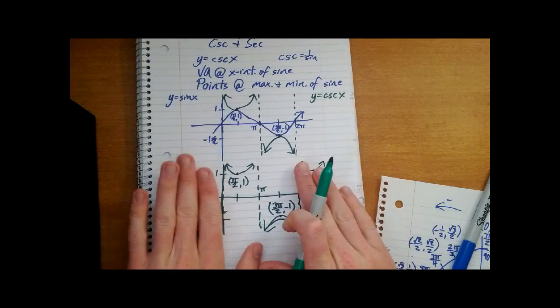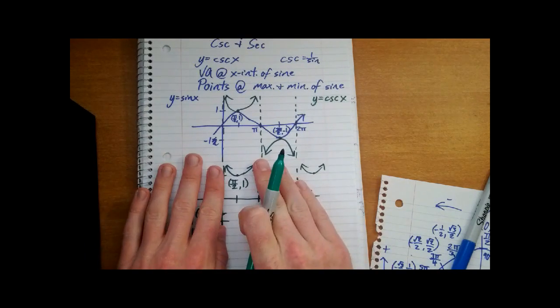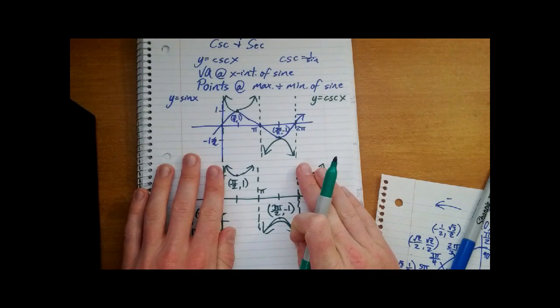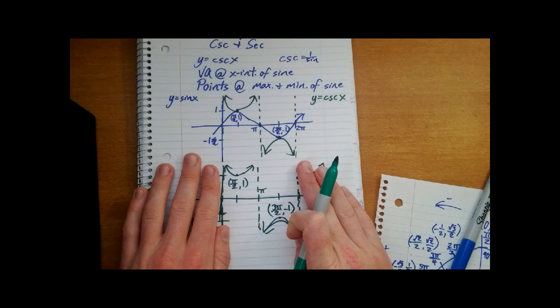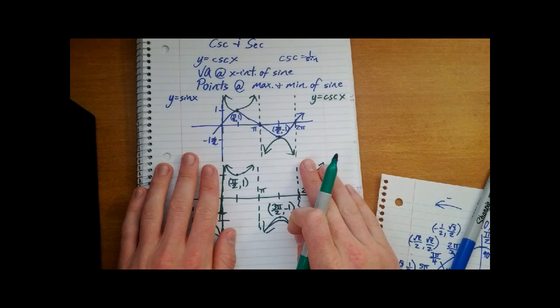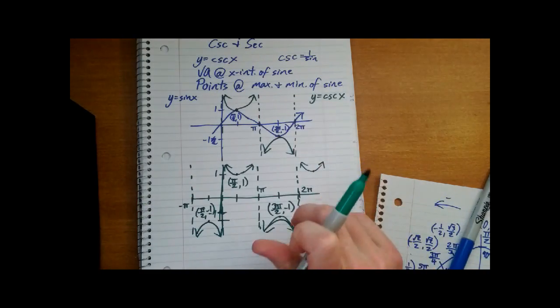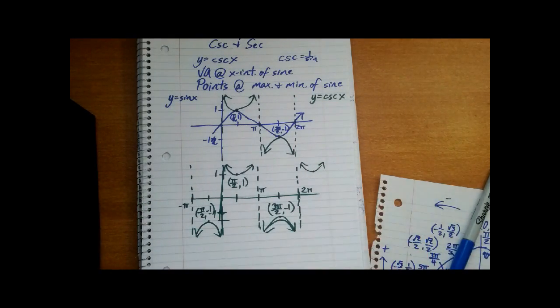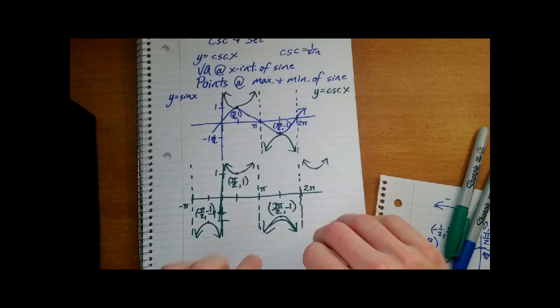So this right here is just 1, okay? This is not 1, this is 1. And this is what I taught my students wrong when I taught them this. This is 1, and it has a period of 2 pi, just like sine, except inverted. Okay, let's go to secant then.